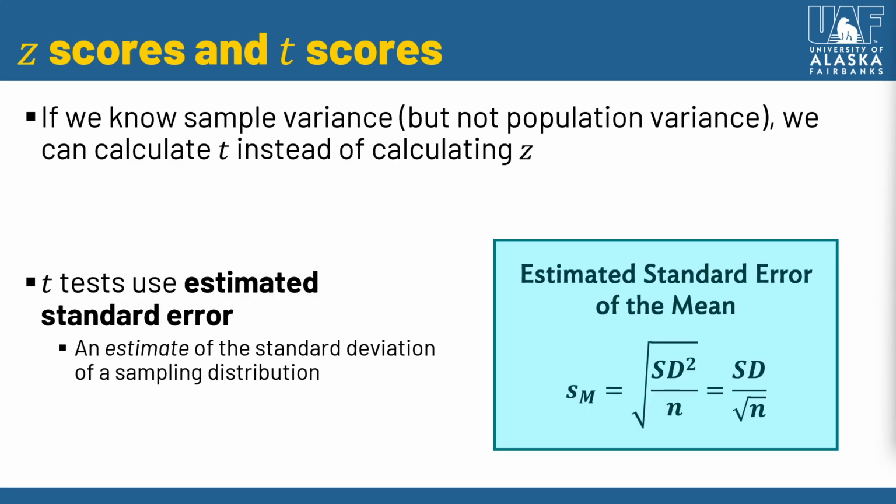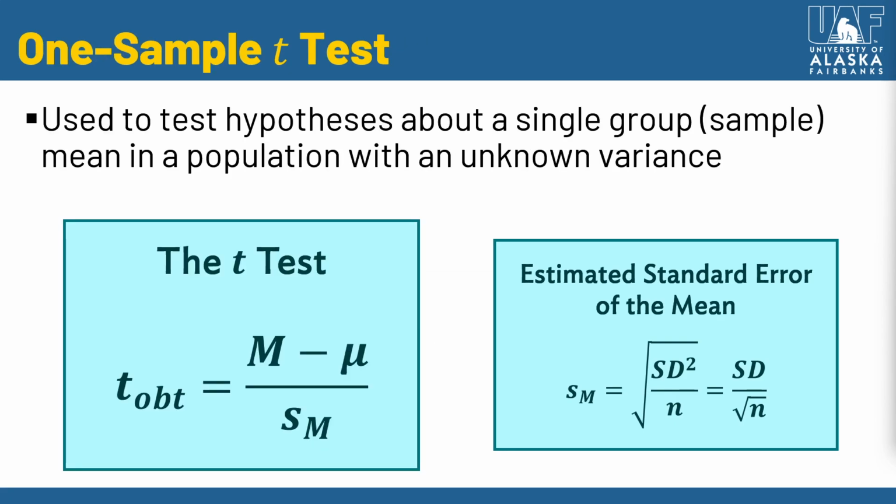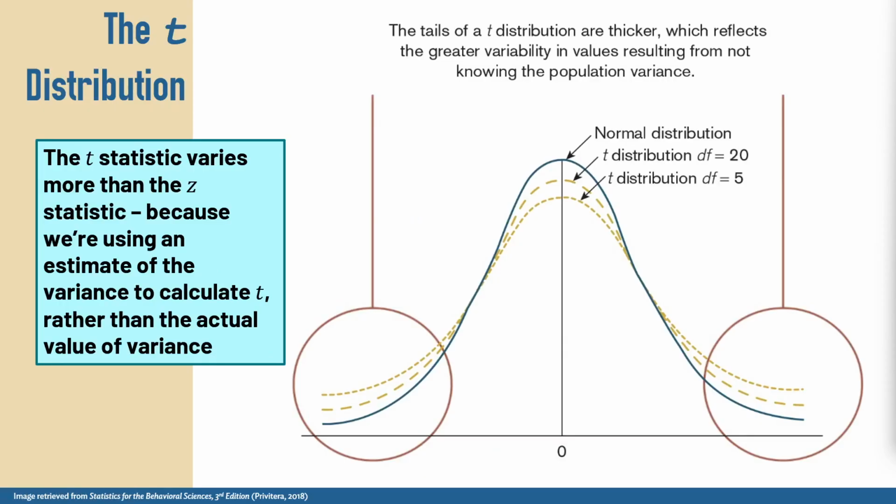And once again, just to refresh from what we talked about when we talked about estimation, t-tests use estimated standard error, or in other words, an estimate of the standard deviation of a sampling distribution. And so this is our formula here. Again, almost identical to a z formula, except the denominator changes from standard error to estimated standard error. And here we're testing means about a population with unknown variance.